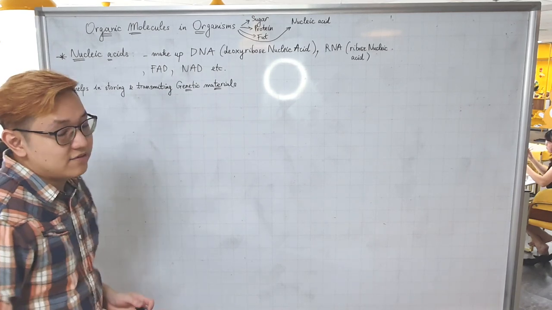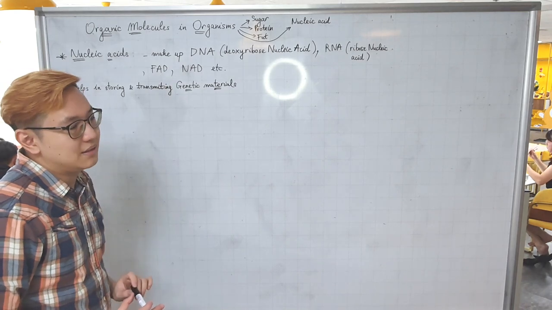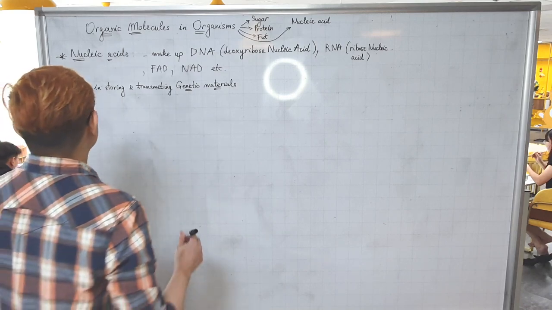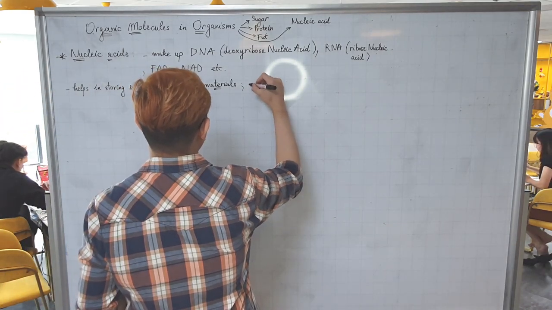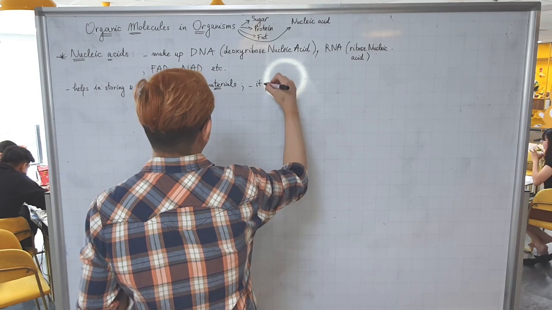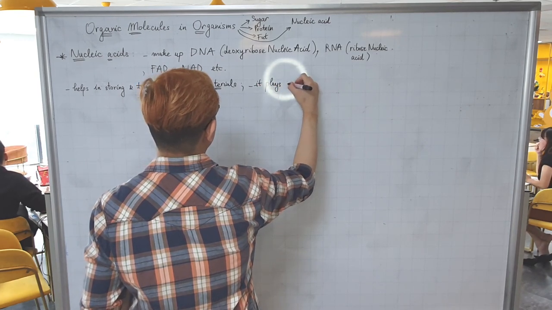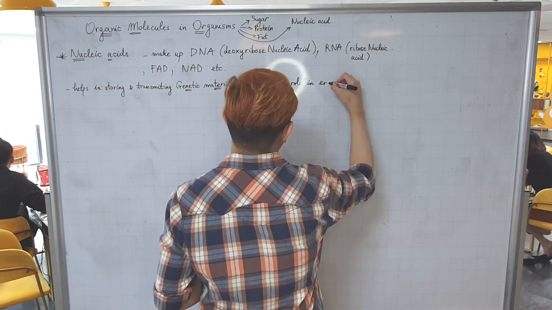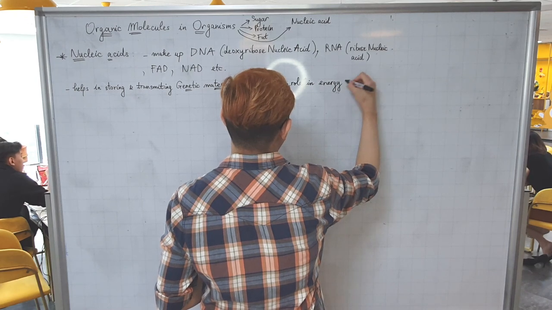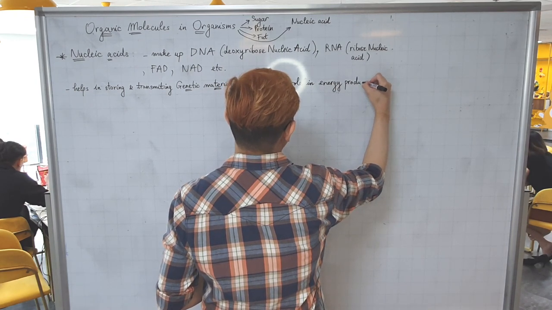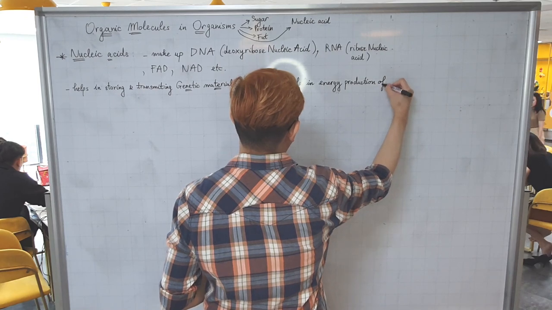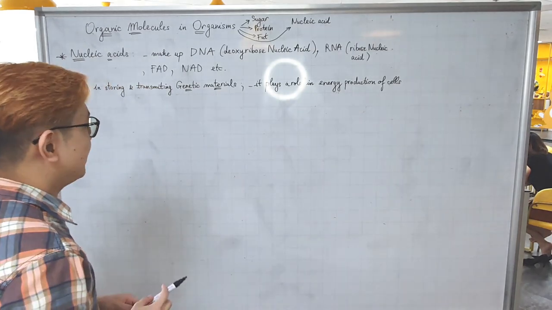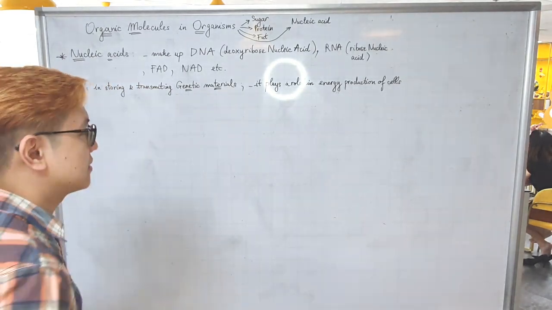And it also plays a function in the energy chain. Nó gọi là chuỗi truyền electron, cái tạo năng lượng á. It plays a role, nó đóng một vai trò. It plays a role in energy production of cells. So, mà sản sinh năng lượng của tế bào.